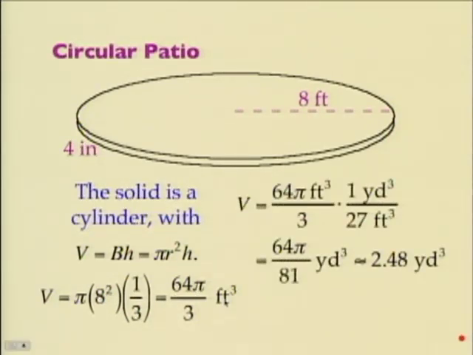The last thing we need to do is that conversion again to cubic yards, because that's the way you order things. And it works out to be about 2.48 cubic yards, which is actually a pretty big pour. Circles take up a lot of space.